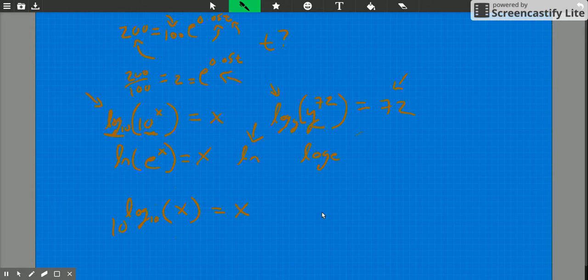Or, for example, if I had the natural log of 72, I don't know why I'm so excited about the number 72 today, but e raised to this whole power will spit back out 72. All right, so exponentials will undo the logs.